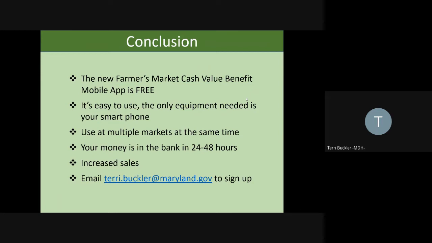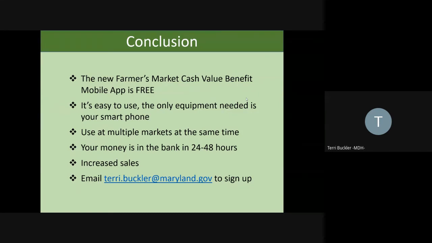Remember, it is a free mobile app. It's easy to use. The only equipment you're going to need is your smartphone. You can use it at multiple markets at the same time, as long as somebody at that market has a smartphone. You could be at 4 different markets. If you've got 4 different smartphones, they can all run transactions, because everybody is going to have a user ID as a clerk. And so they can process the transactions.